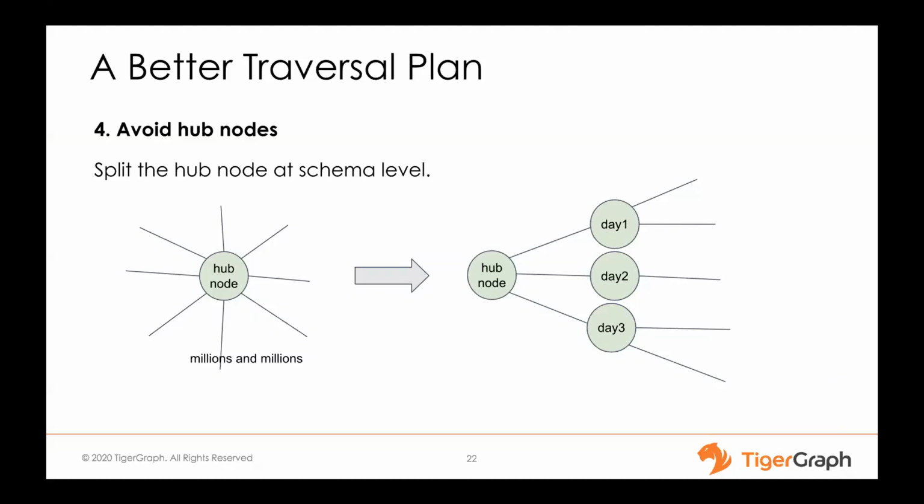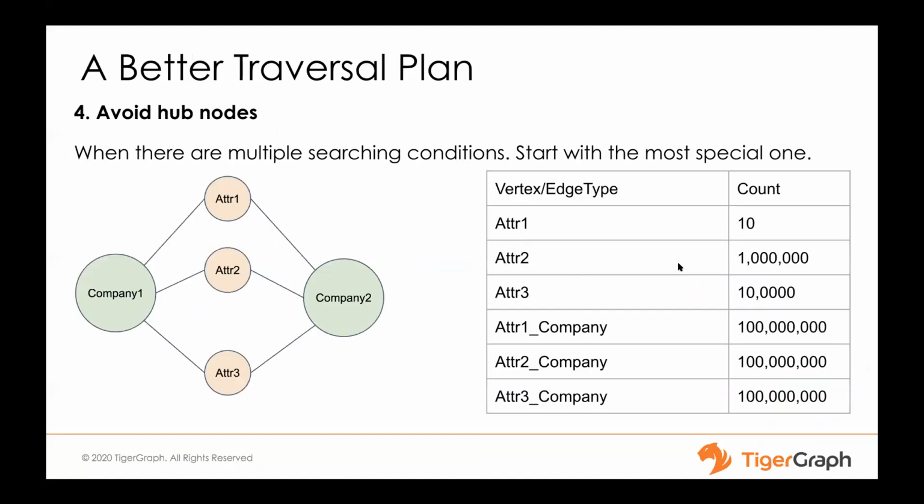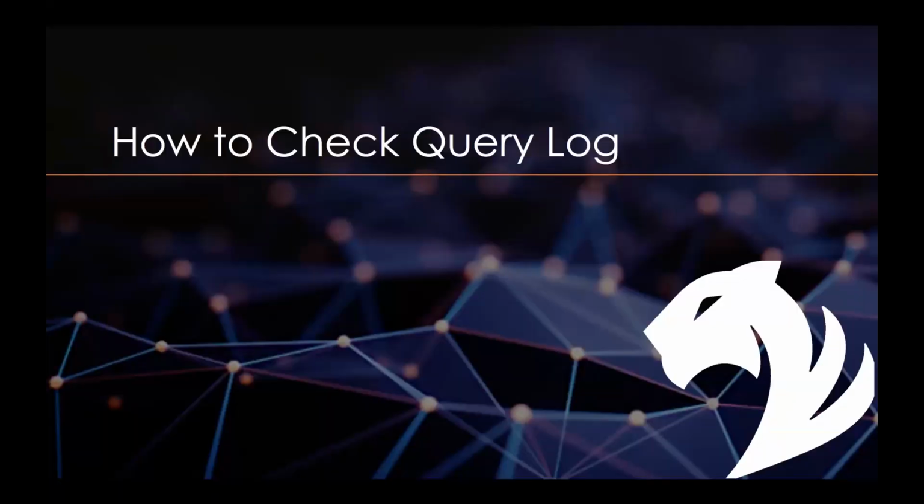Okay, so these are ideas for how we design a better traversal plan so that we traverse fewer vertices and edges, so that your query can be a lot faster. But to design a better traversal plan requires knowledge, right? So where does the knowledge come from? Of course, one thing is we know the number of vertices and edges in the graph, right? That's one thing. Another thing is it is from the log.